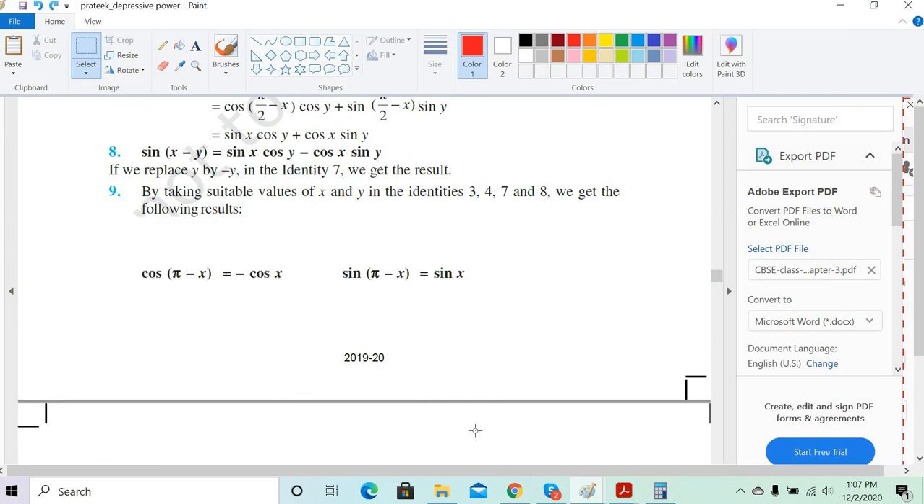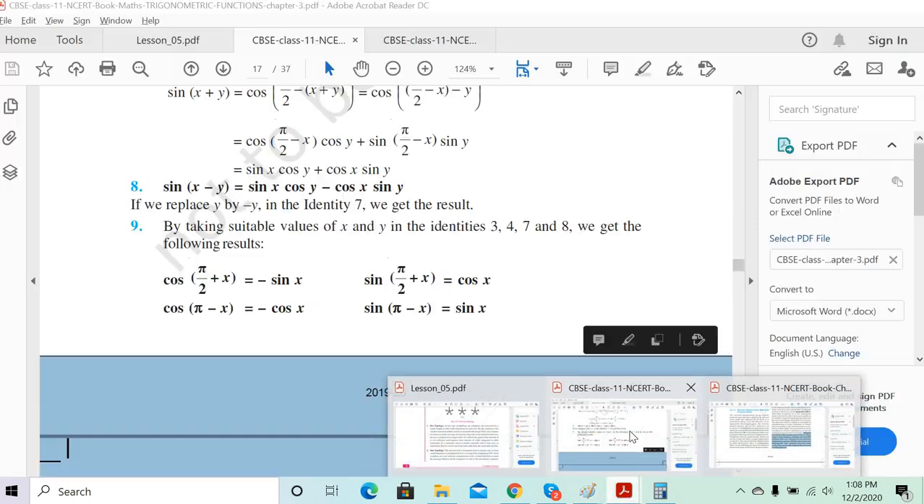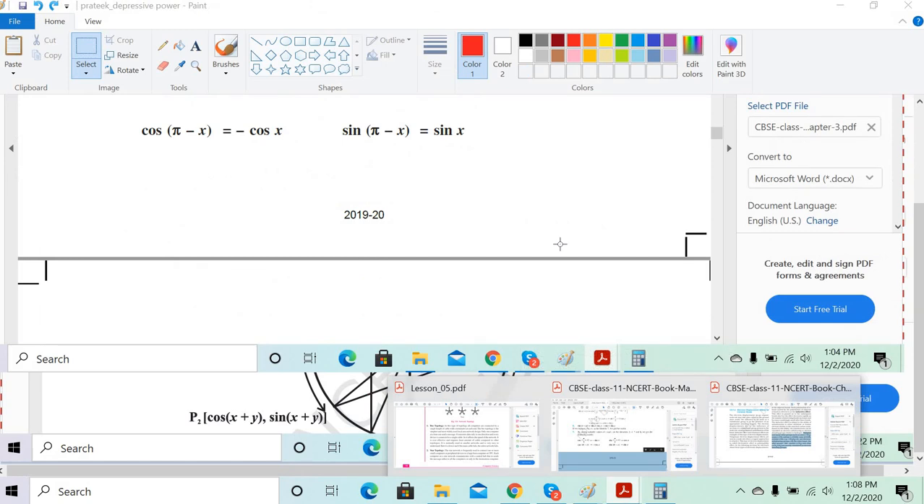Now let's go to cos(pi minus x). Pi minus x means it's coming in the second quadrant, isn't it? Because cos 180 is on the x-axis, second quadrant. So pi minus x is in the second quadrant, cos is negative, so that's why minus cos x. Sine is positive in the second quadrant, that's why it's clear. Any questions, any doubts? So can you explain why sin(pi minus x) is equal to sin x?